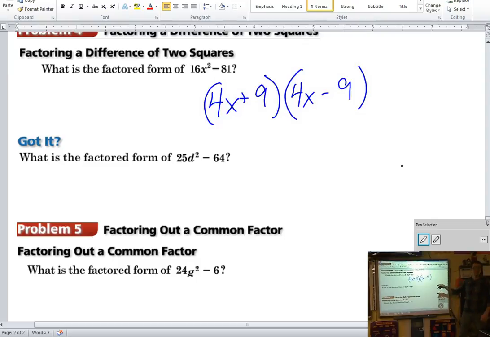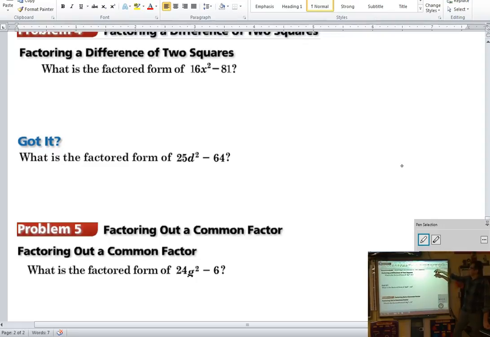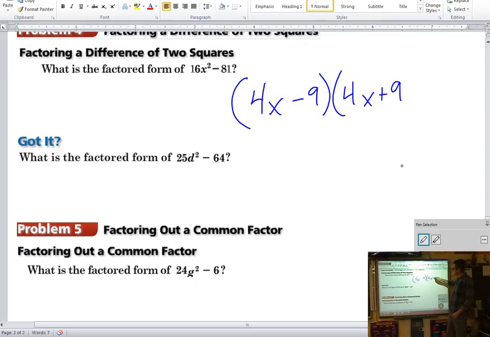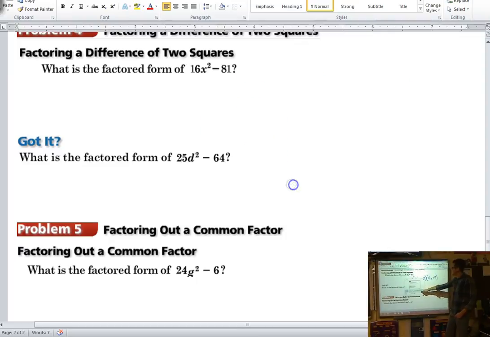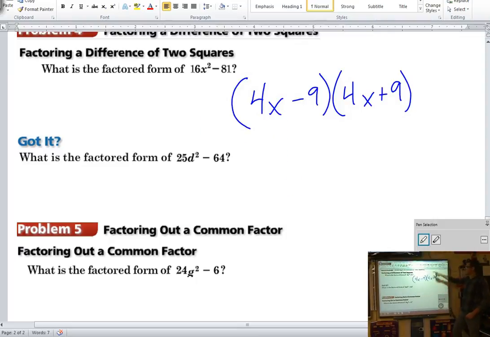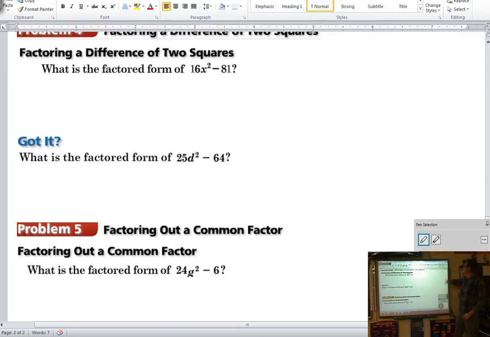Take a second, do the got it. I'll give you like, I don't know, 10 seconds, because most of you already have it. Actually, I'm going to rewrite this since it just did not capture. And it doesn't matter what order you put the negative and positive. Does not matter.